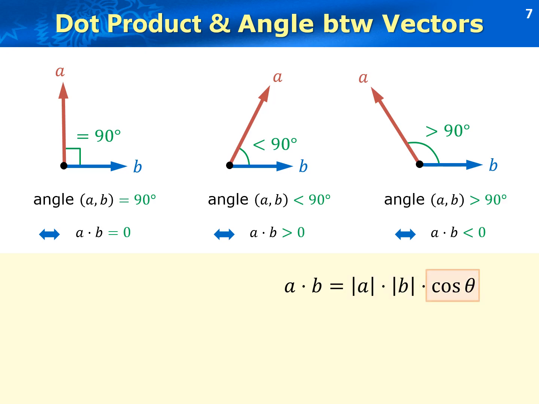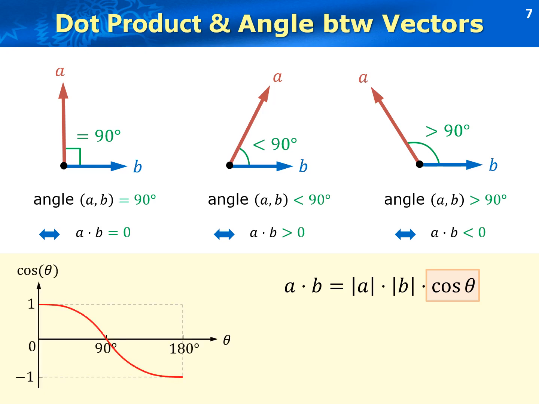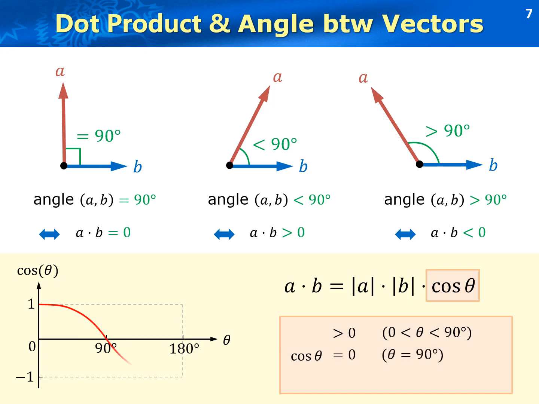We can see from the cosine graph that when theta is between 0 and 90 degrees, cosine theta is positive. When theta is exactly 90 degrees, the value of cosine theta is 0. When theta varies from 90 degrees to 180 degrees, the value of cosine theta becomes negative. This validates our above results.